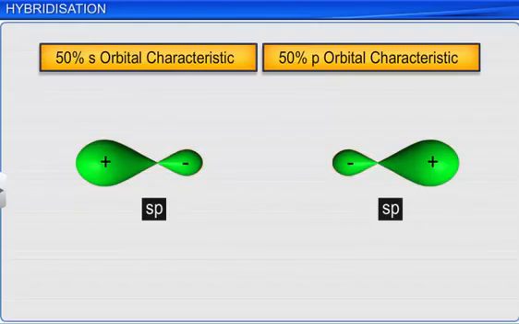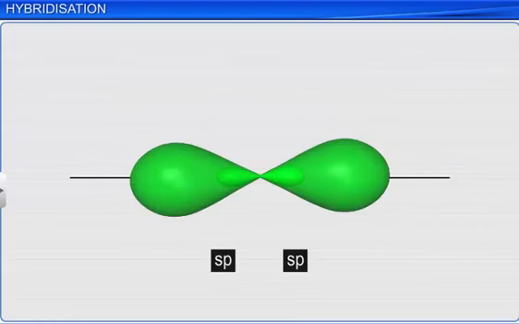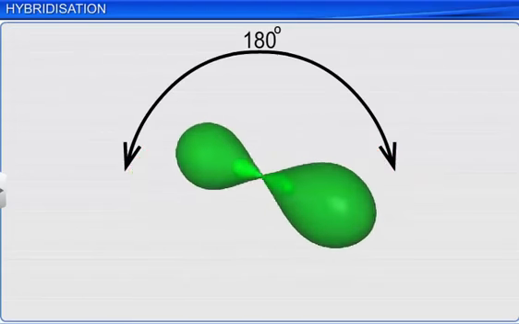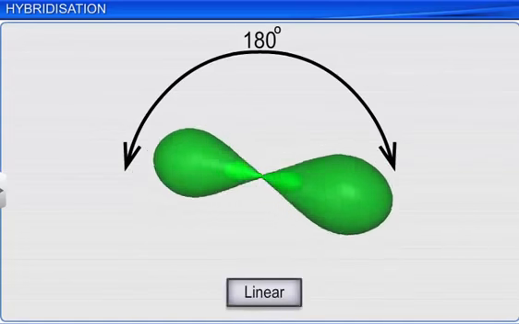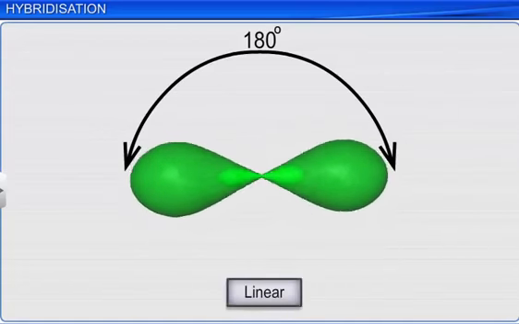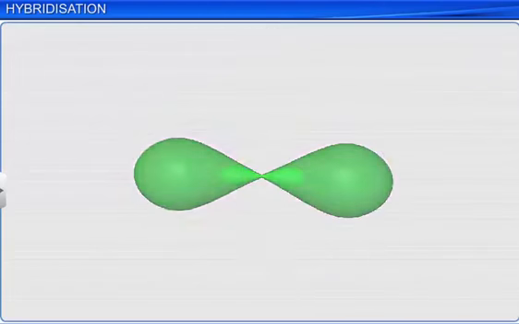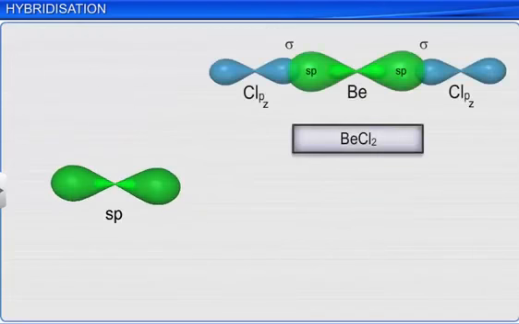The hybrid orbitals are oriented in opposite directions, forming an angle of 180 degrees with each other. During bond formation, they provide maximum overlapping areas, making the bonds stronger and giving the molecule its linear structure. Some compounds whose central atom displays sp hybridization are BeCl2 and C2H2.